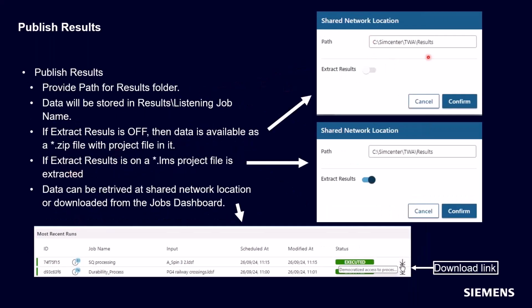So here I'm going to pick a path for the results. I'm going to put in a results folder. And then I can extract the results or not extract the results. If I don't extract the results, it's going to leave it in a zip file. If I extract the results, it's going to extract it to an actual .lms data file. And then you can always retrieve it from the TWA application.